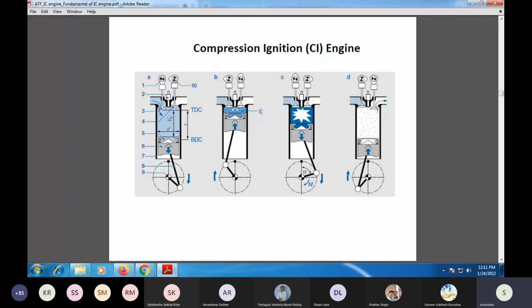So now let us discuss how the whole 4-stroke diesel engine works. Let me explain first of all. Listen carefully and then ask the questions.